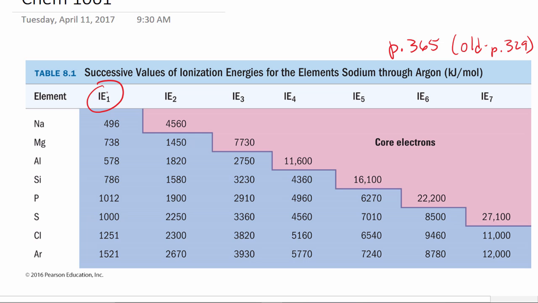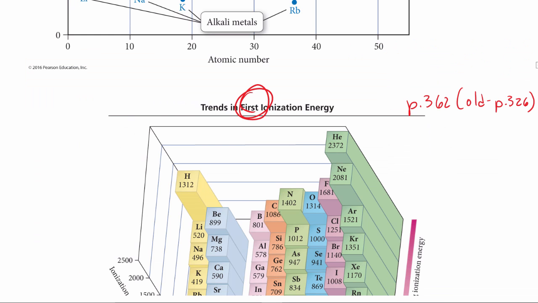IE sub 1 is the first ionization energy. IE sub 2 is the second ionization energy. IE sub 3 is the third ionization energy, and so on. Fourth ionization energy, fifth ionization energy. So what I'd like you to do is these things.